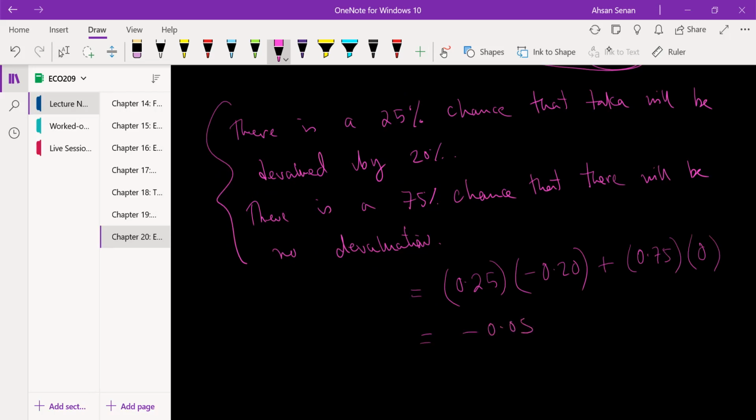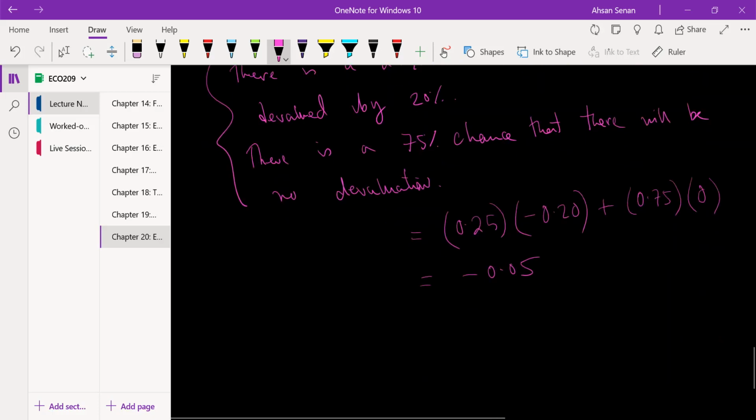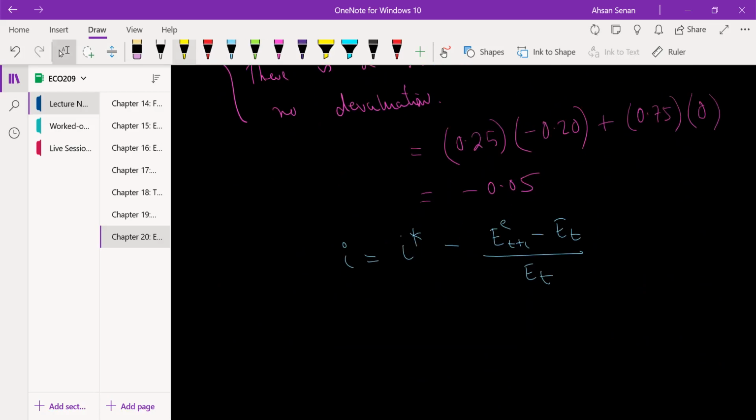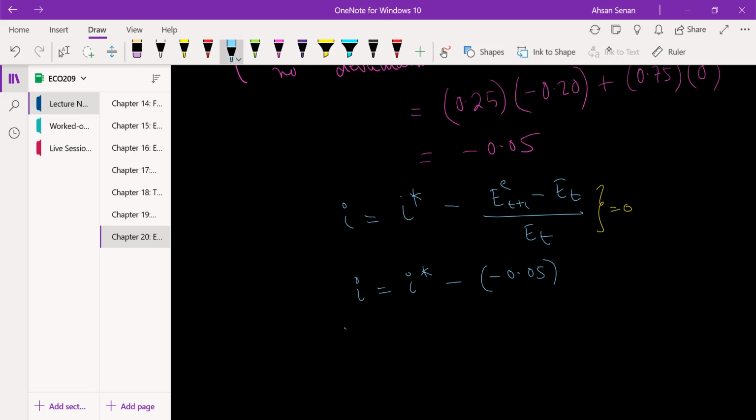5%, or 0.05. So let's take this equation down again: i equals i star minus (E^e_{t+1} minus E_t) divided by E_t. When we saw this last time, this was equal to 0, but it is no longer 0 right now, right? What we have now is interest equals foreign interest minus 0.05, which gives us plus 0.05. What does this mean?